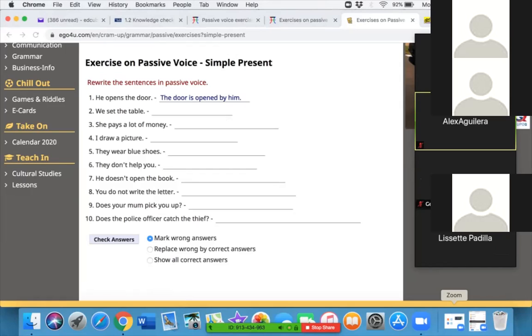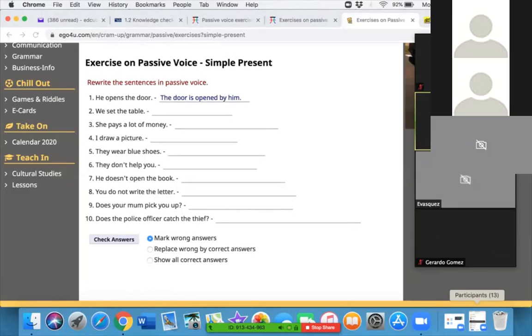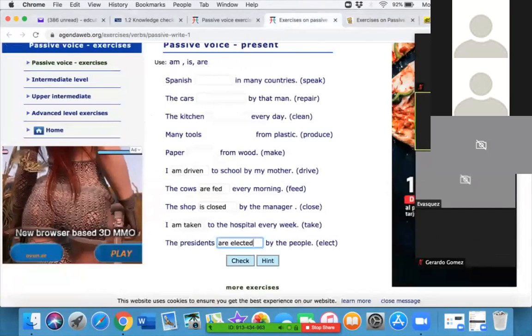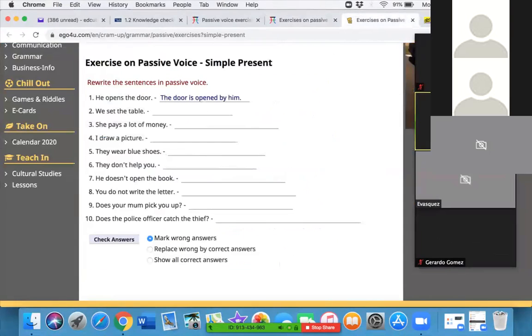Okay. Let me see. With the simple present. Correct. With the simple present. So the same that we practiced here, we use the simple present. Am, is, are is the same. Only remember that we always use the verb in past participle.